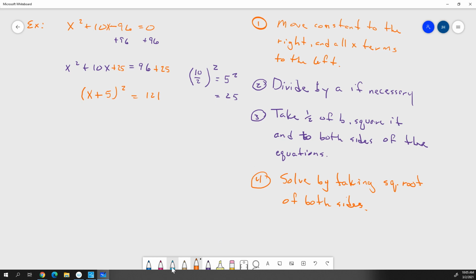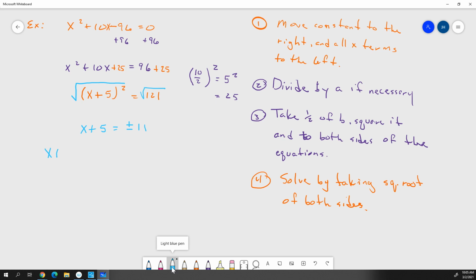So when I do that, I'm just going to pop one of these on each side. And here I'll just be left with what's inside that parentheses, right? I'll be left with x plus 5 equals the square root of 121, which is plus or minus 11, right? 11 times 11 equals 121. They won't always be perfect squares. You'll still have to solve them, and not with decimals.